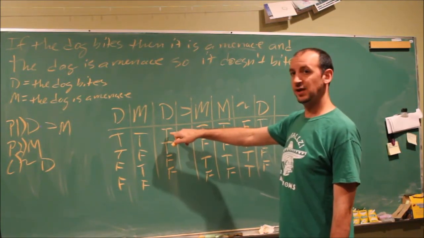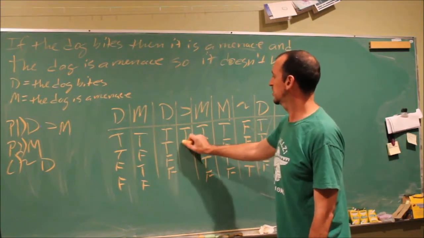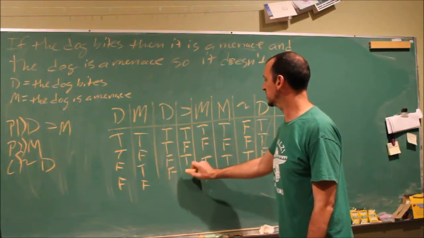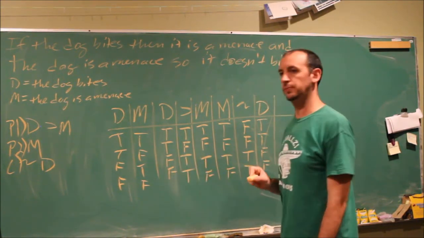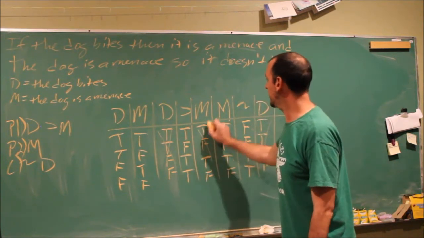And we know for the if-then relationship, if true then true is true. If true then false is false. If false then true is true. And if false then false is true. So, we don't worry about this anymore. We don't worry about that anymore.